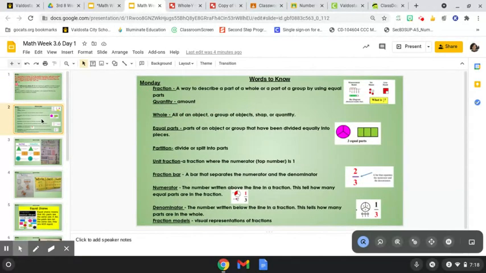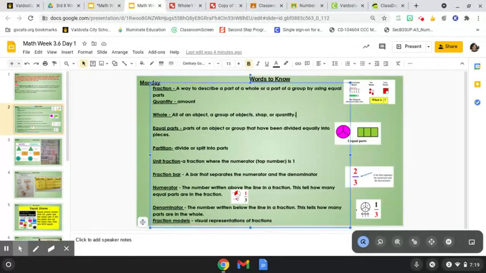It is important to know the vocabulary. A fraction is a way to describe a part of a whole or a part of a group by using equal parts. Quantity is amount, whole, all of an object, a group of objects. A shape or quantity. Equal parts, parts of an object or group that have been divided equally into pieces. Partition means to divide or split equally into parts.